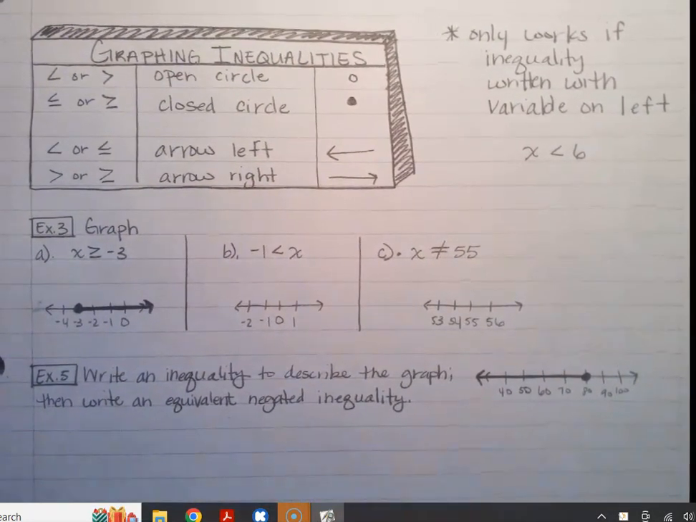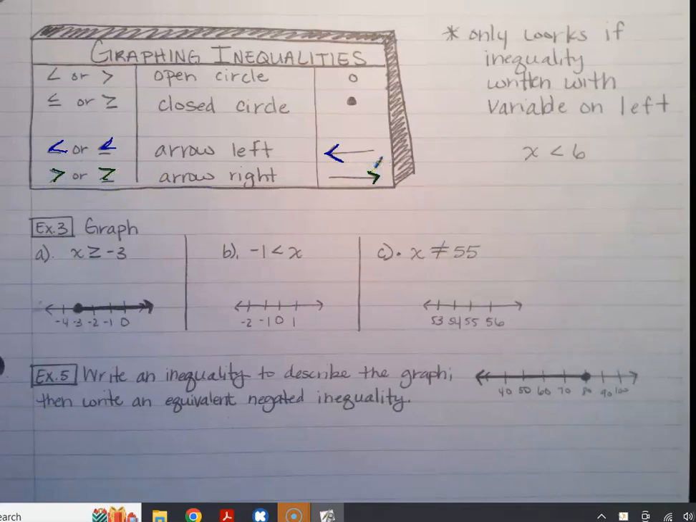Okay, so there are some shortcuts here to graphing. First of all, if you have a less than or greater than, you're going to have an open circle. If you have the equal sign with them, so less than or equal and greater than or equal, you're going to have a closed circle on your number line. If it's less than or less than or equal to, we're always going to have our arrow to the left, because it goes the same direction as our inequality does. Our inequality points to where the arrow goes. So if we have greater than or equal to, we're going to have an arrow to the right.